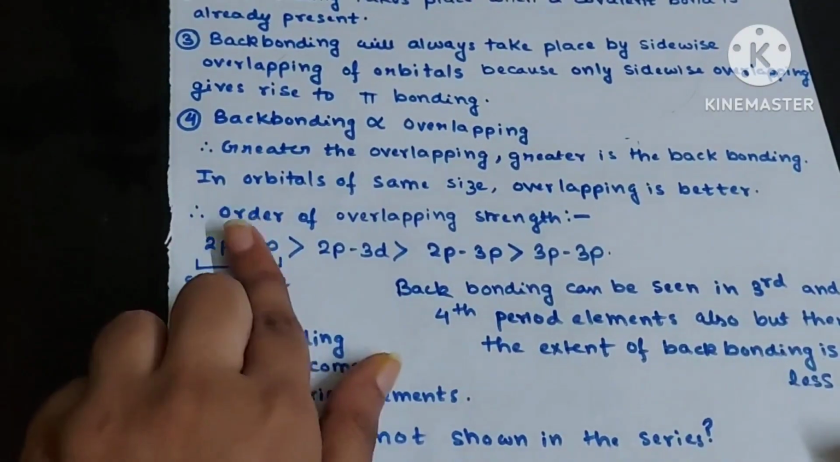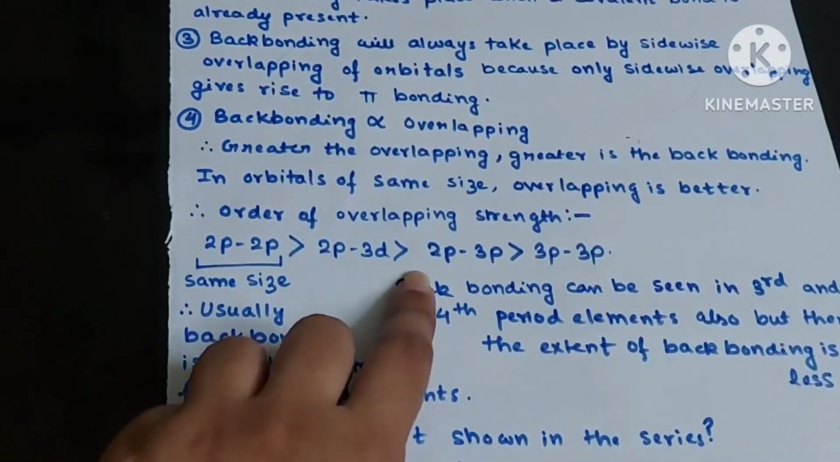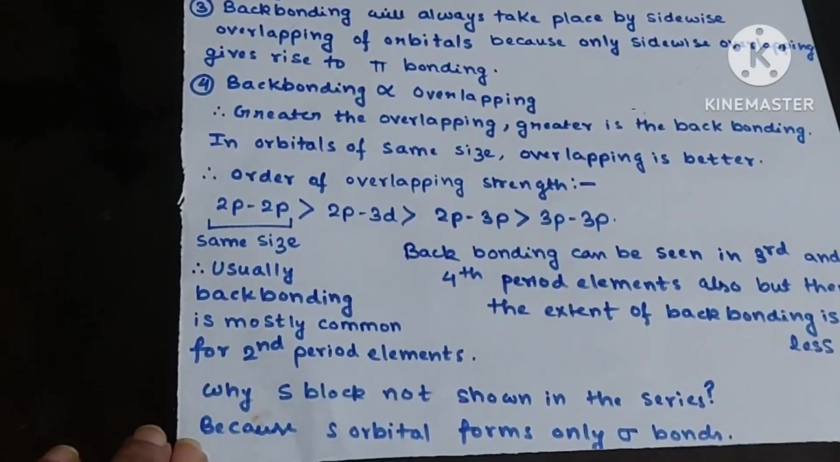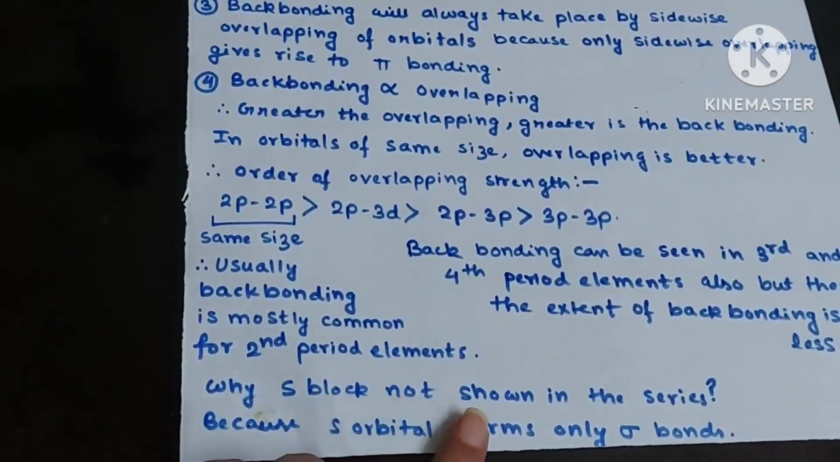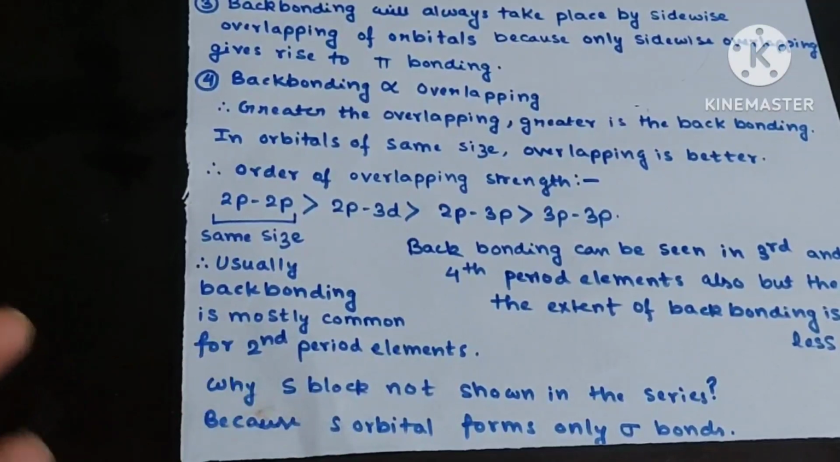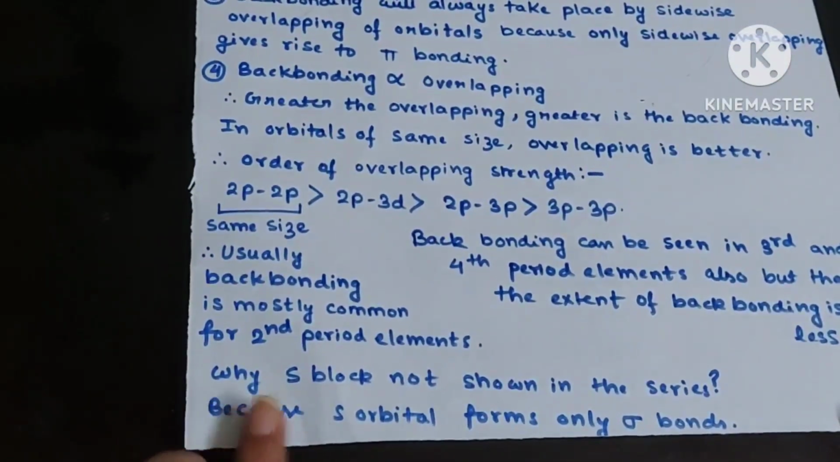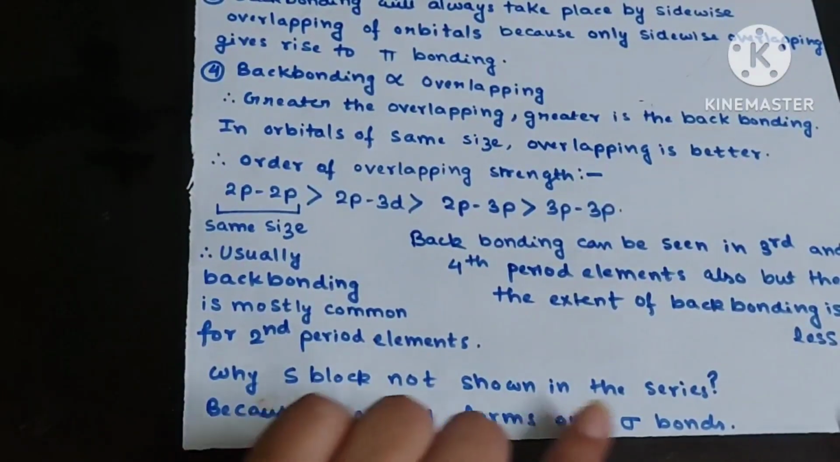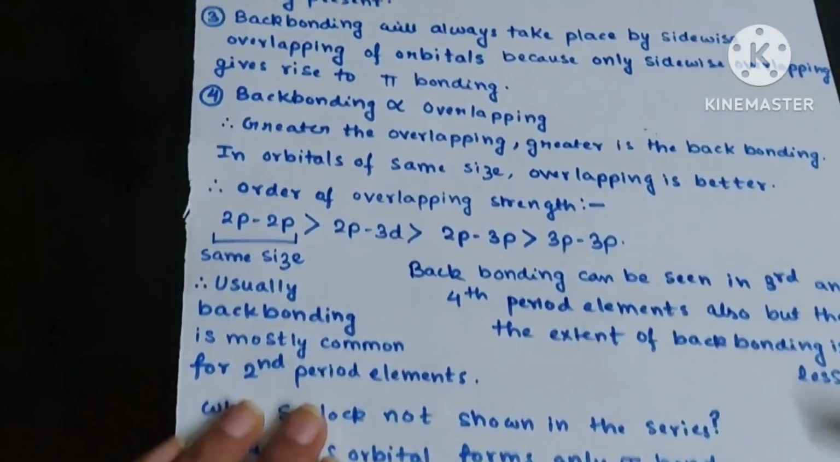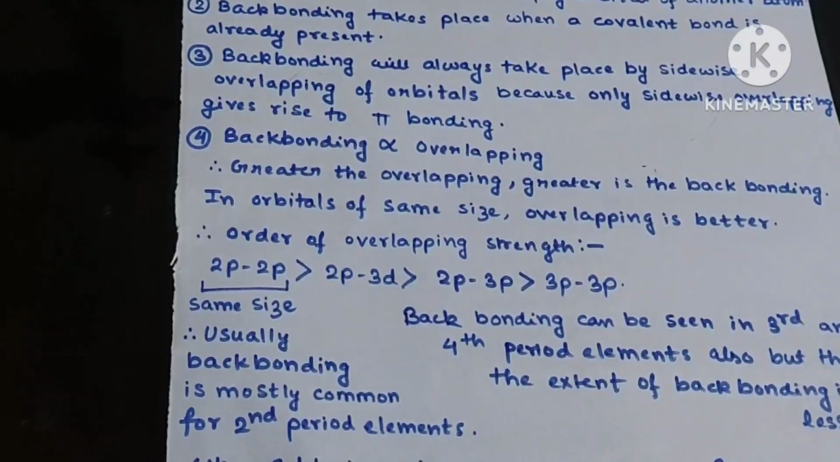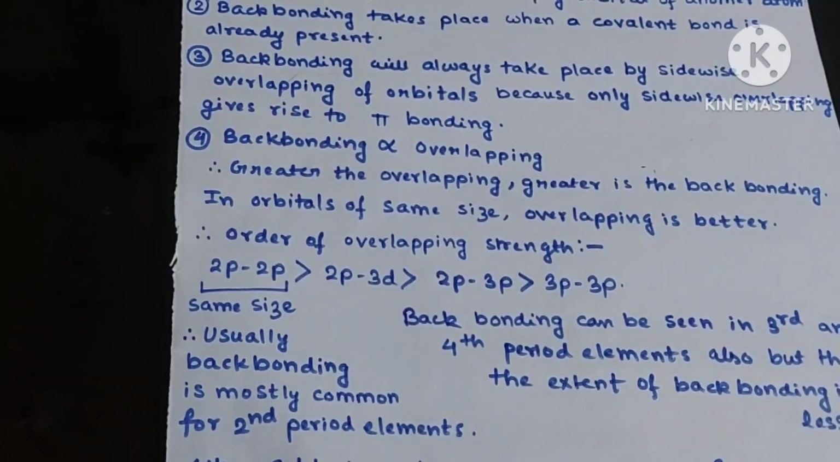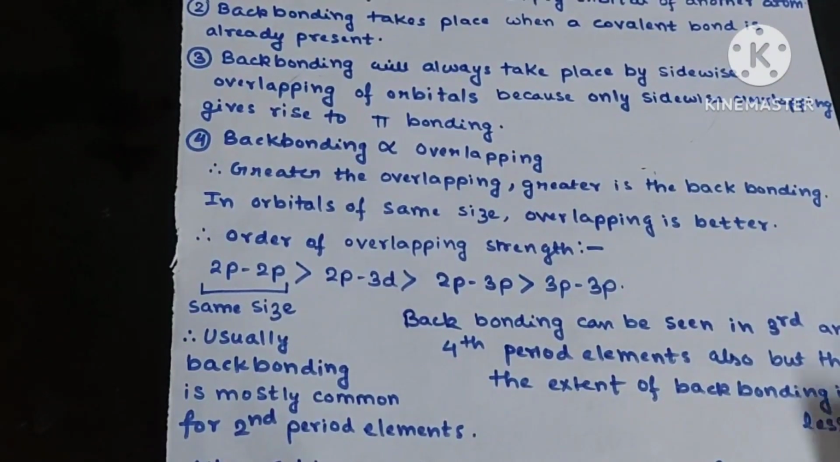Now here we have written all p d, okay, but we have not written s. So why is s block or s orbital not shown in the series? Because s orbital forms only sigma bond. Okay, we will never see s orbital forming pi bond. S orbital always forms sigma bond.